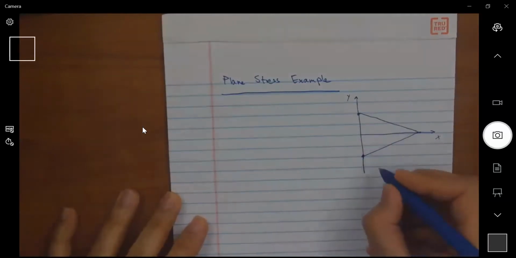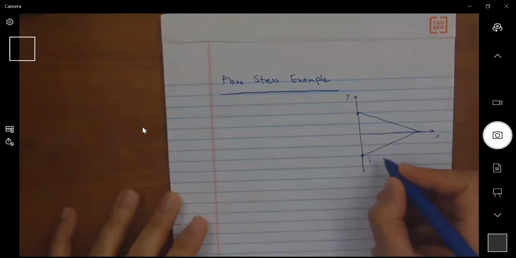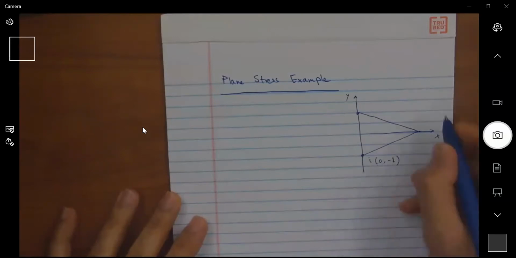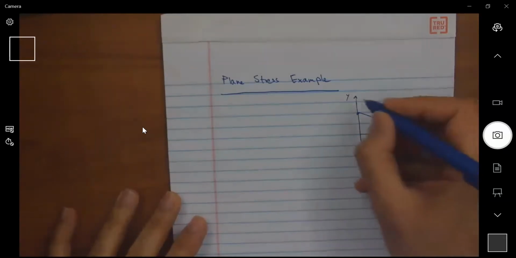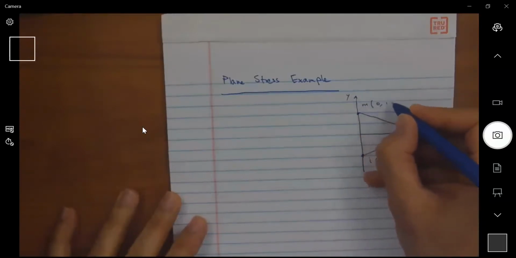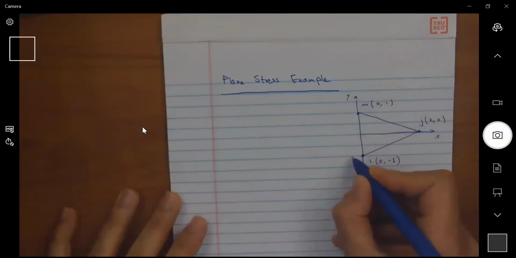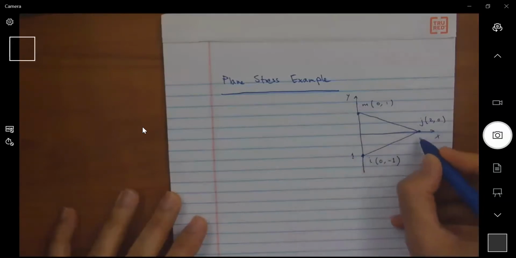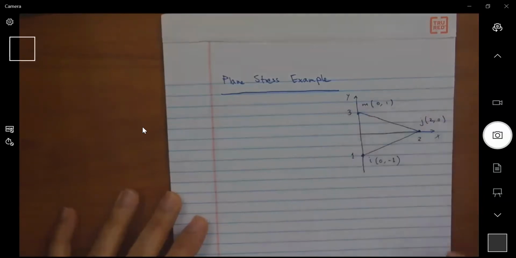And the three nodes are identified: I at 0 and -1, J at 2 and 0, and M at 0 and 1. So this is node 1, node 2, and node 3.